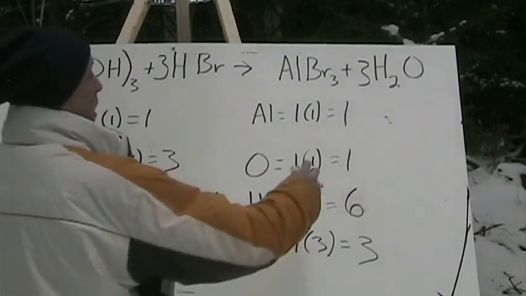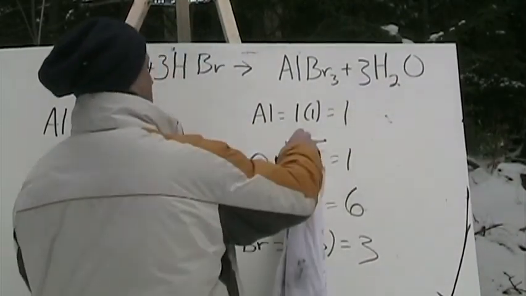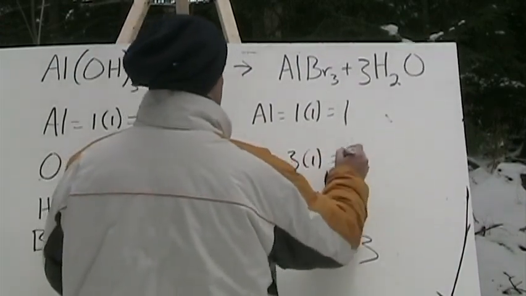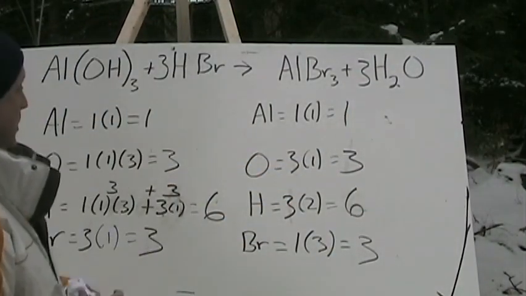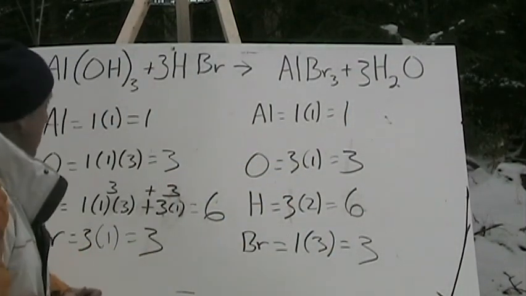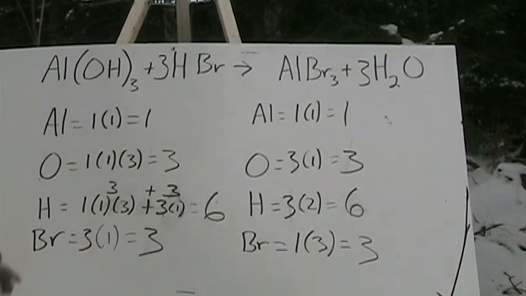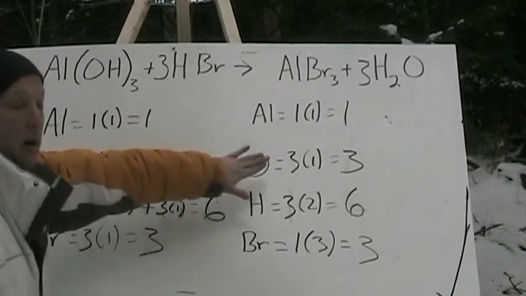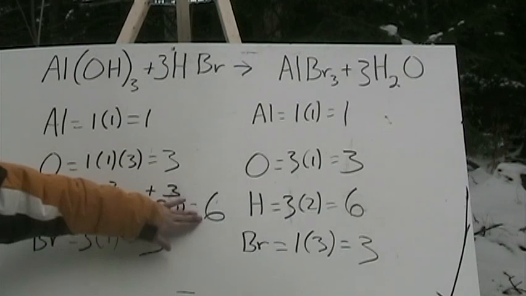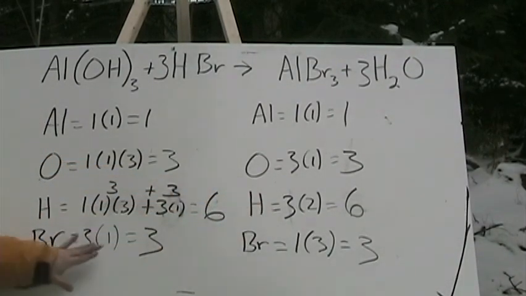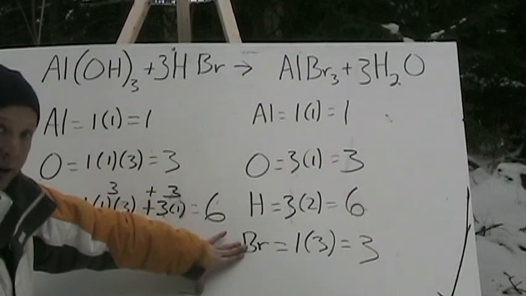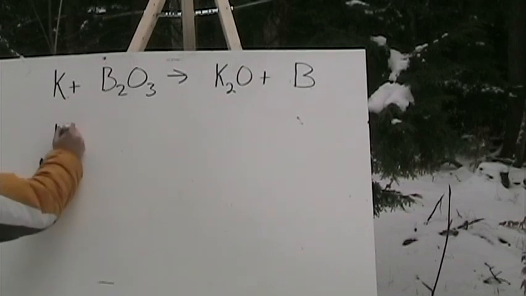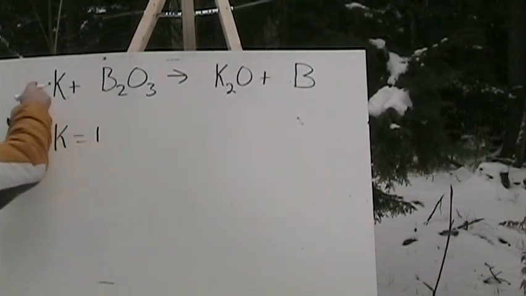And our oxygens are three times one. I believe we have a balanced equation now. So what we're looking at is aluminums have one on the reactant side and the product side. Oxygens have three on the reactant and the product side. Hydrogens have six on the reactant and the product side. And bromines have three on the reactant side and three on the product side. Therefore, a balanced equation.